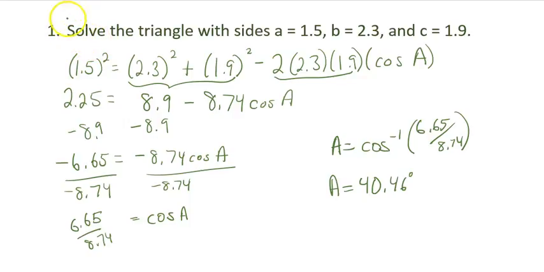Now, one thing about this is this says solve. Solve means find everything that's missing. So I also need to find angle B and angle C. The nice thing is, after I find one more, I can just add my angles up to 180 and find that third one.